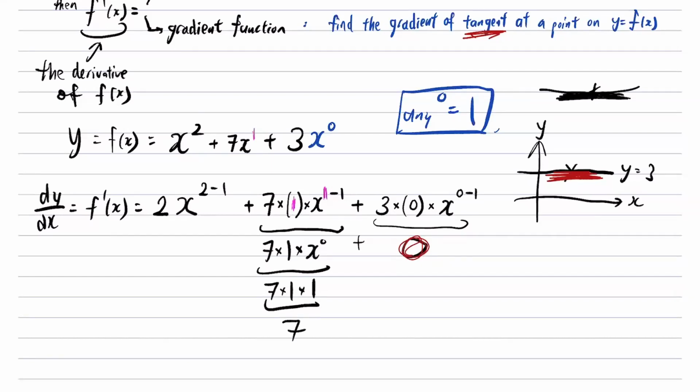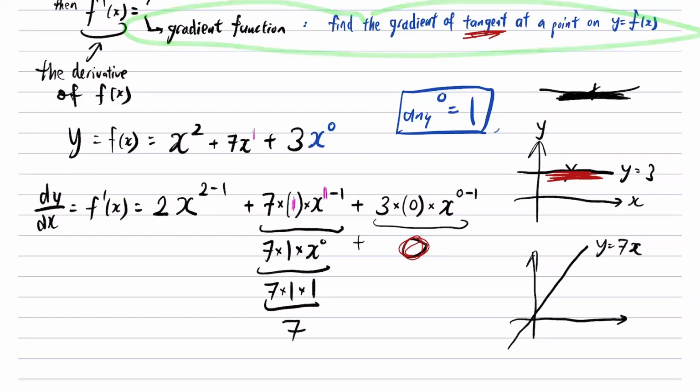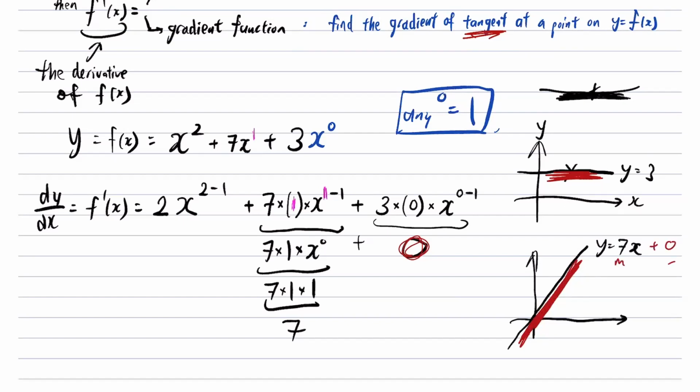Now let's think about it intuitively. What is y equals 7x? Like this, right? What's the tangent line to this guy? Remember? Still itself. So let me just draw it like this. Then what's the gradient of itself? y equals mx plus c, so 7. That's why the answer here is 7. It's the gradient of the tangent. In this case, 7x's gradient is 7. Make sense? Very good.